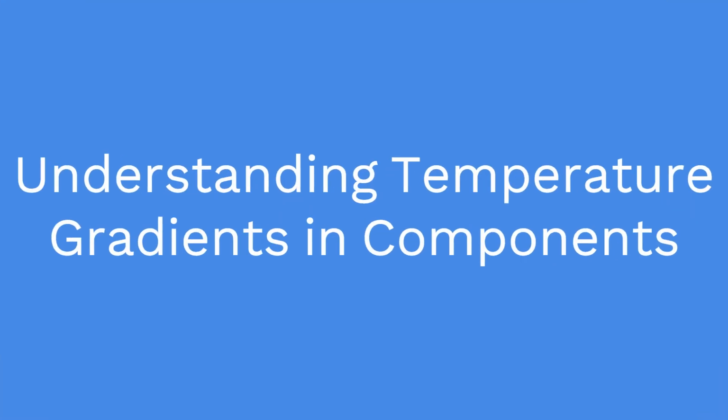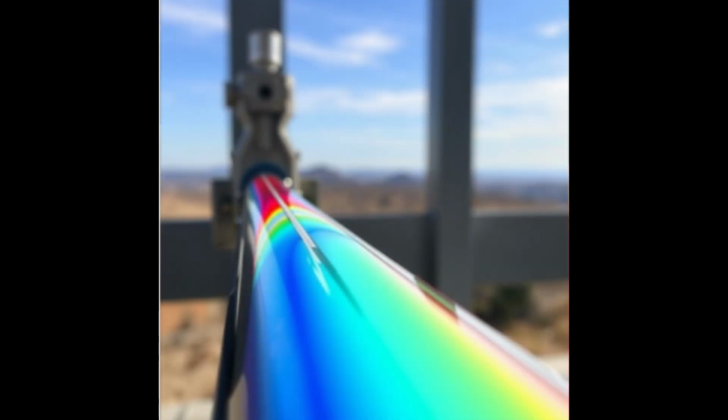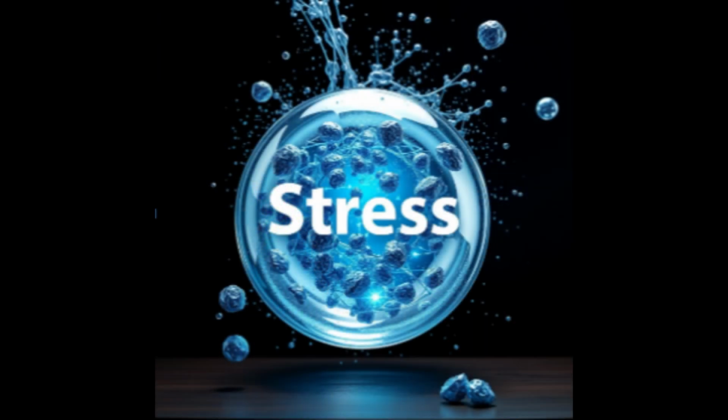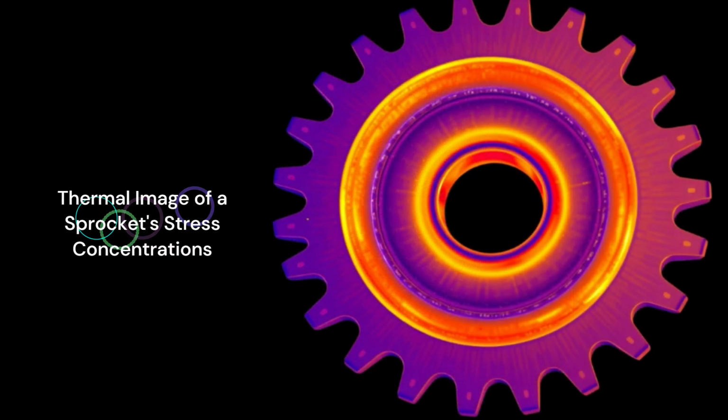Understanding temperature gradients in components. Let's dive into the fascinating science of temperature gradients in components and how stress affects them. Stress is a measure of a material's internal resistance to deformation. Every component has unique features, and each feature exhibits its own characteristic stress. Understanding these stress points can reveal a lot about a component's integrity and potential points of failure.